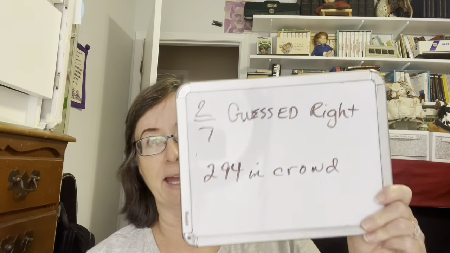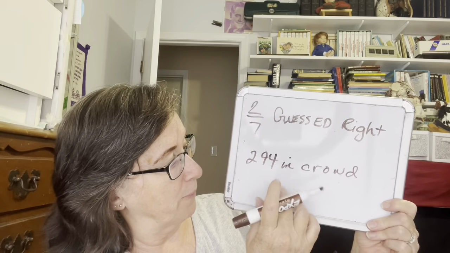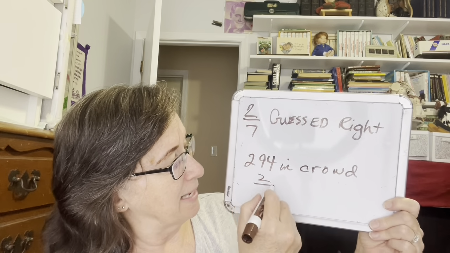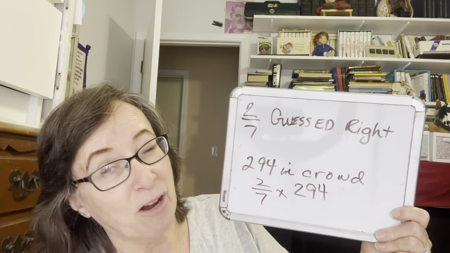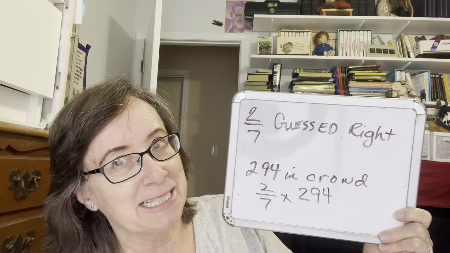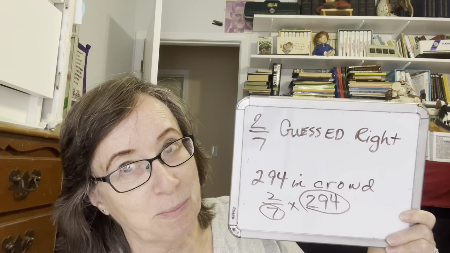Okay, so number 2 in your written practice says, before the gift was revealed, only 2/7 of the crowd guessed correctly. If there were 294 people in the crowd, how many guessed correctly before it was revealed? Okay, so we have 2/7 of 294 people. So 2/7 times 294 people. Okay, now we have a pretty easy problem because 294 is completely divisible by 7.